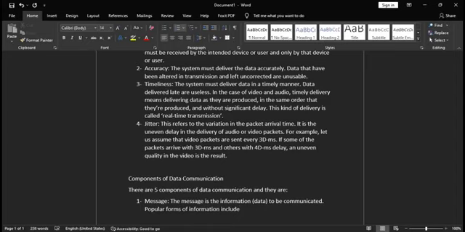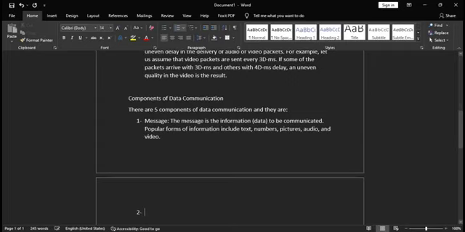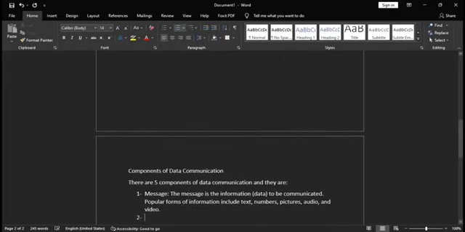Include text, numbers, pictures, audio, and video. Okay, so that's the first one, message. The second one now, okay, let's move this downwards so that we can have a very good view.